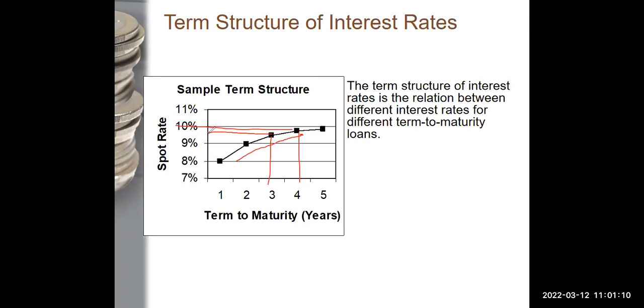So this change is not big, for example, look at this change. This change is not big as compared to this change. But still, the relationship between them is positive. So this positive relationship exists between the interest rates and the terms to maturity. The term structure of interest rates is the relationship between the different interest rates for different terms to maturity loans.